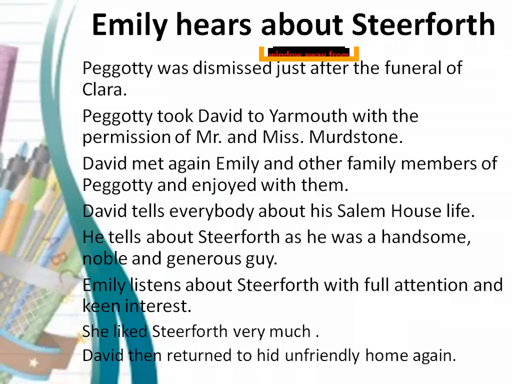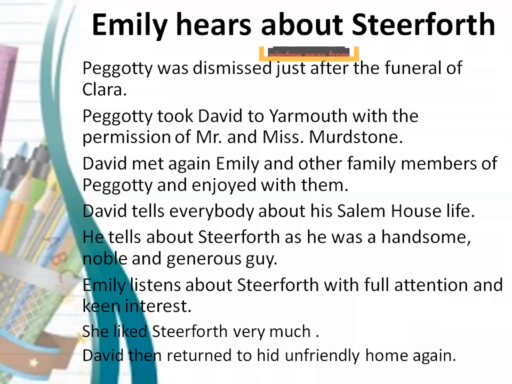David met Emily and other family members again over there. He played, he enjoyed also, and he forgot all the disheartened feelings after the death of his mother. Okay, उस सारे दुख को थोड़ा सा भूल जाता है. David tells everybody about his Salem House life. Obviously, he was visiting Yarmouth for the first time after leaving Salem House, after the admission there.